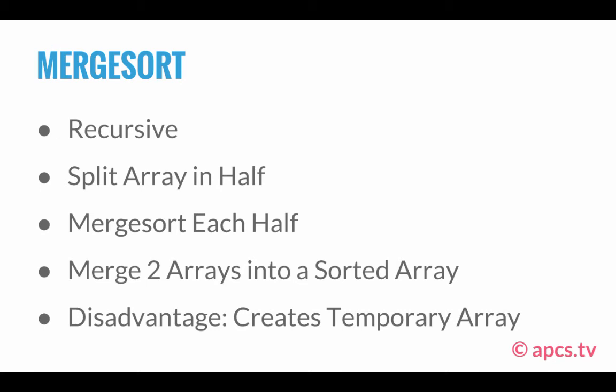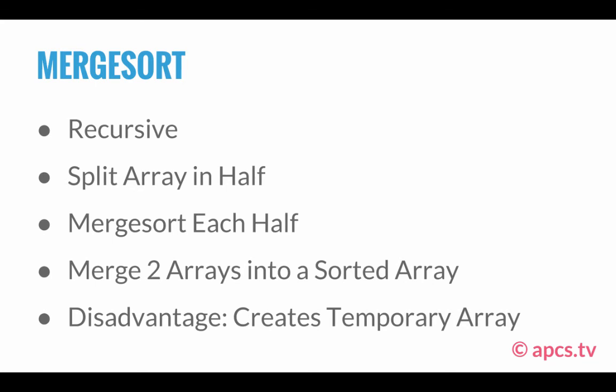So whatever the existing array is, it splits it in half and it keeps splitting it in half until the array or the list is separated into individual elements. And then one by one, it merges two arrays together to create sorted arrays. The disadvantage of merge sort is that it creates a temporary array, which can cause some memory problems.